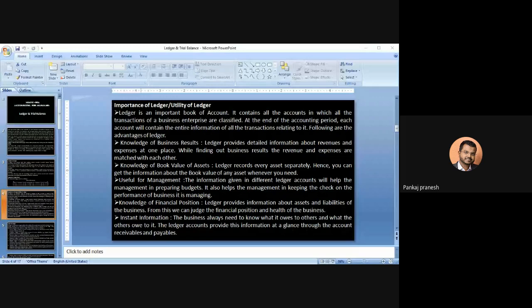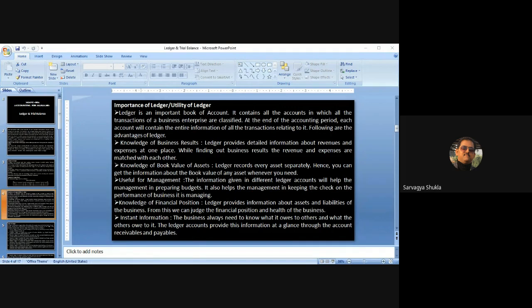Is it an asset without any liabilities? No, that is not book value. Book value of an asset means the value of the asset on a particular date after charging depreciation. The value of an asset on a particular date after charging depreciation is known as the book value of the asset.